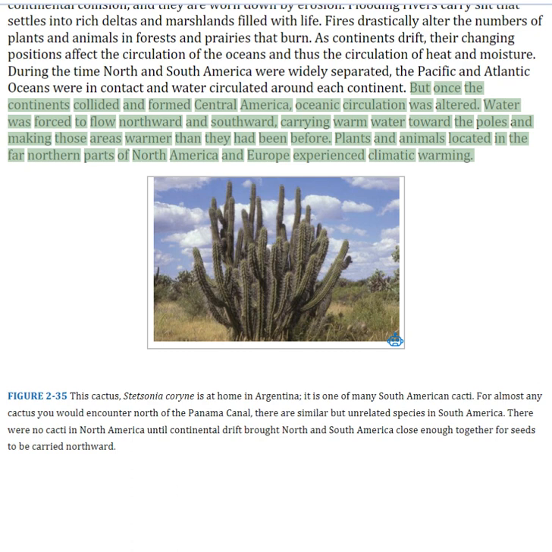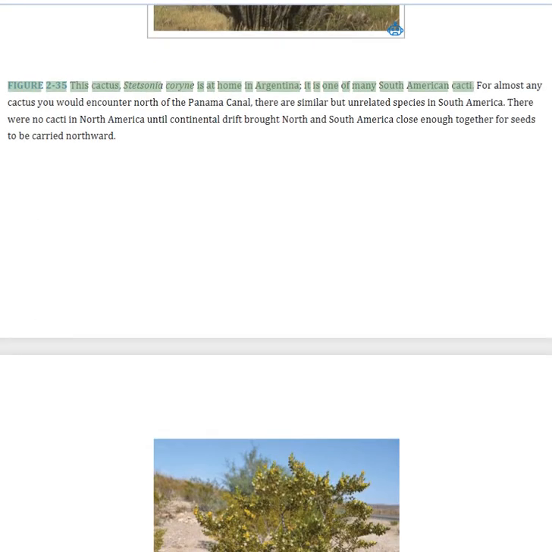Water was forced to flow northward and southward, carrying warm water toward the poles and making those areas warmer than they had been before. Plants and animals located in the far northern parts of North America and Europe experienced climatic warming. Figure 235. This cactus, Stetsonia coryne, is at home in Argentina. It is one of many South American cacti.